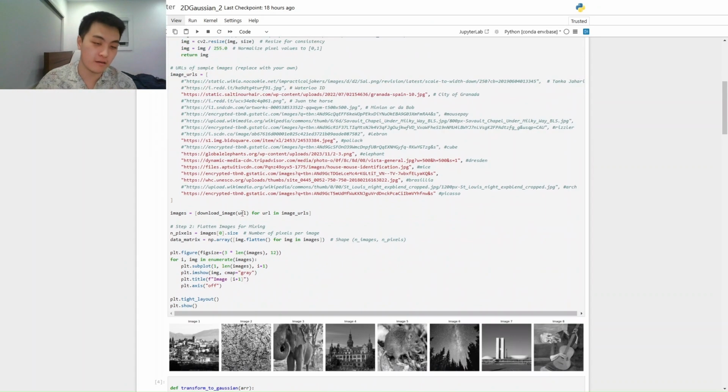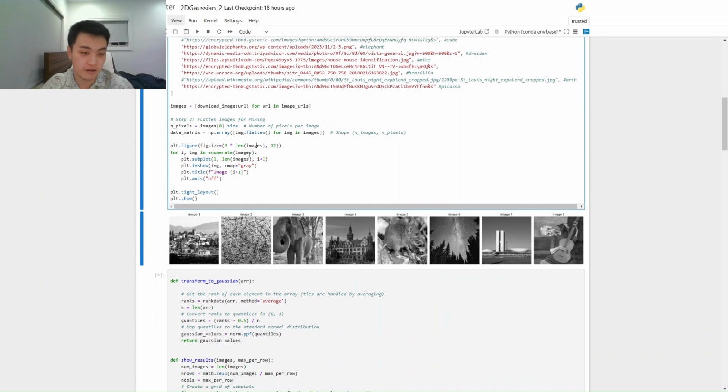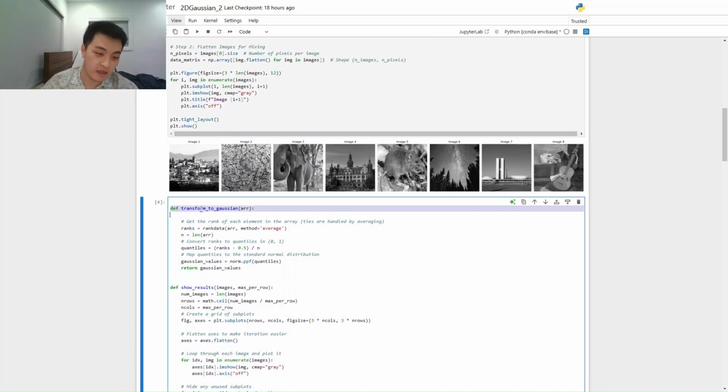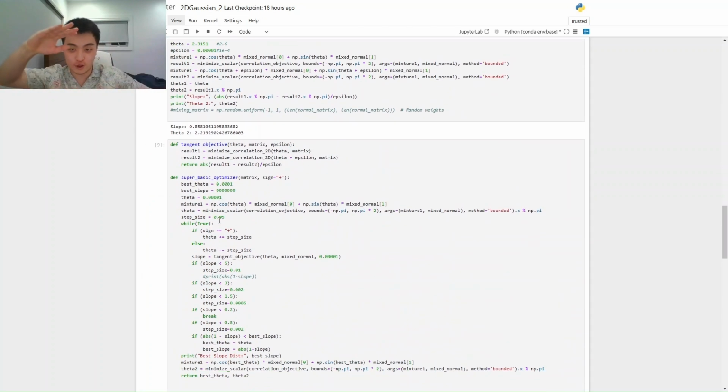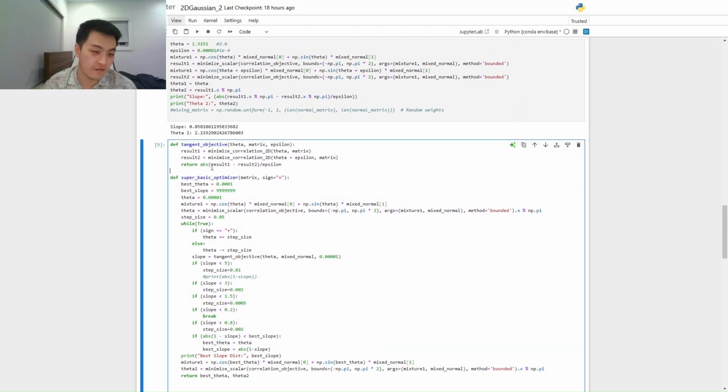Alright, so here's my code. Here's a two-dimensional demonstration of how the algorithm works in practice. I've downloaded a bunch of images to feed into it to demonstrate its capabilities. I am going to transform the data into a Gaussian distribution, transforming the values until it becomes a Gaussian. And then I have a very unoptimized implementation of my algorithm.